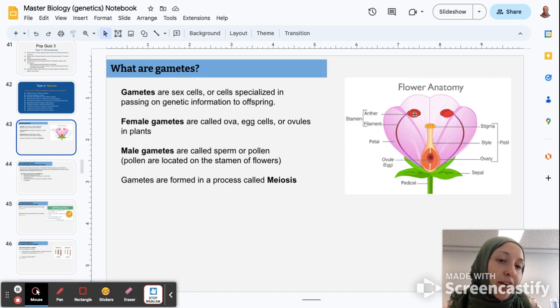So in case you were curious, in a flower, the flower anatomy, we have a stamen, and this is where the pollen is located. And where does fertilization happen in flowers? So this is the pistil. The pollen would enter through the pistil, and down here to the ovule, this is where fertilization would happen in flowers.